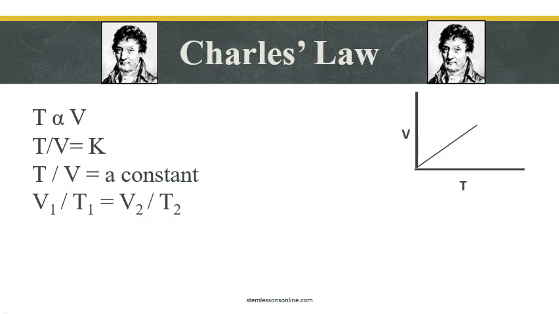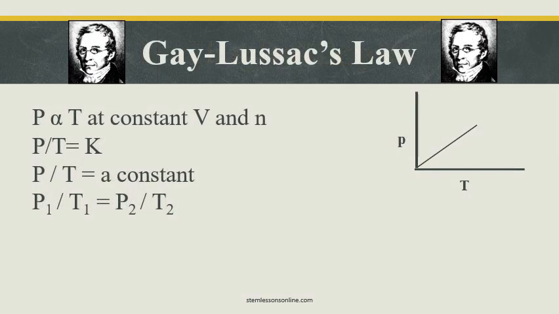And the other law is Gay-Lussac's law, which is the relation between pressure and temperature. Pressure and temperature are directly proportional at constant volume. So when you take that into constant terms, pressure over temperature is a constant K. So when you compare two gas samples at the same volume, pressure over temperature of the first one equals pressure over temperature of the second one, and you will get a linear graph when you plot it. So pressure versus temperature will be a linear graph.